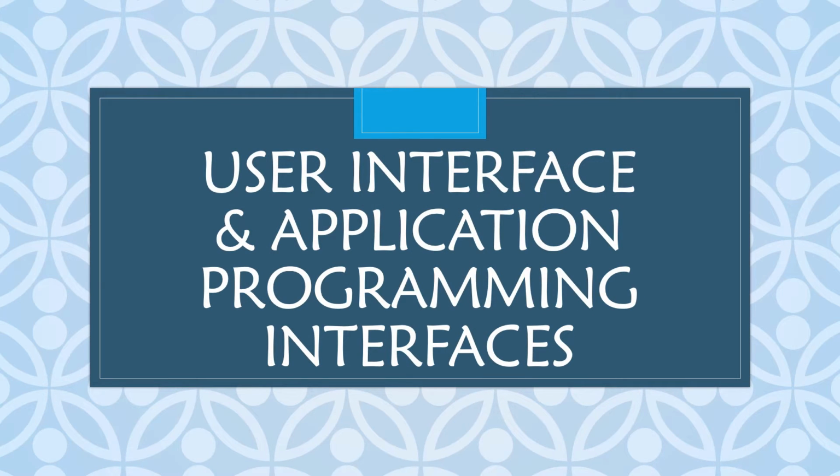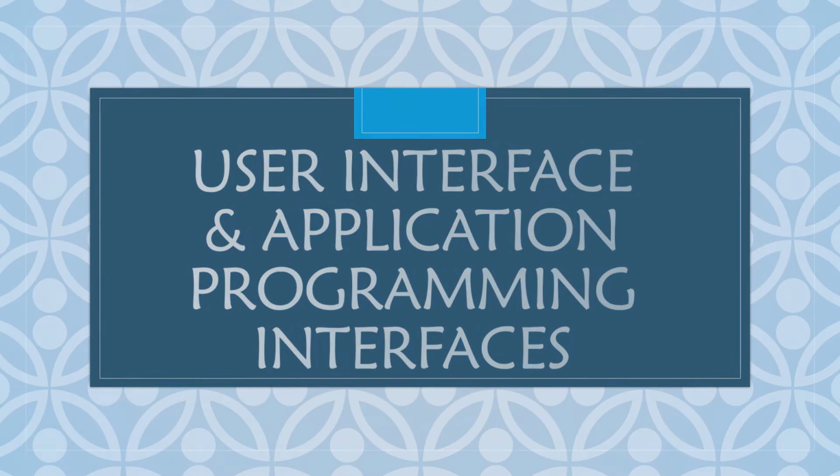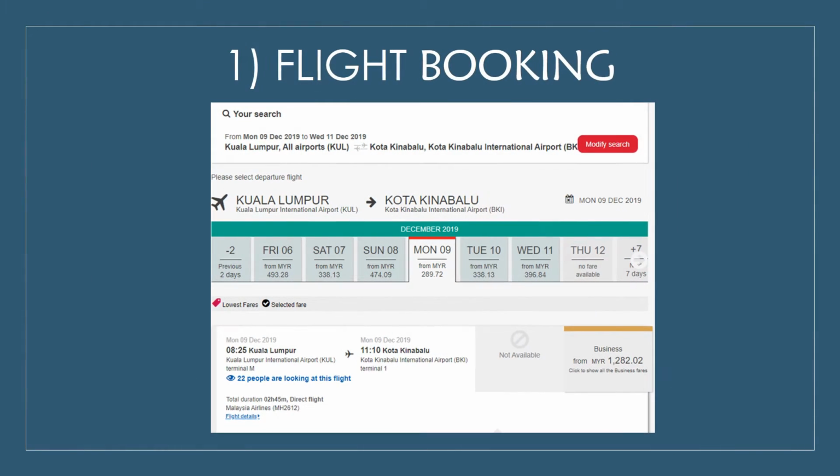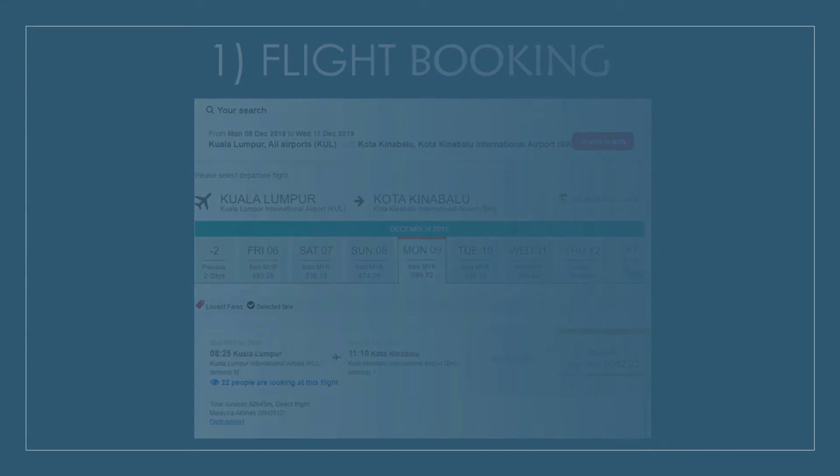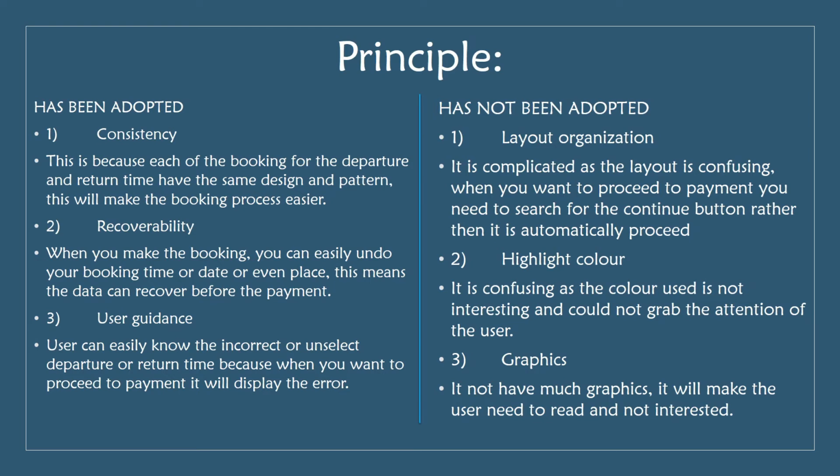User interface and application programming interface. Flight booking. We can choose our destination from where to where, with one way or two way. For the principle, we have has been adopted and has not been adopted. For the has been adopted, we have consistency, recoverability and user guidance. Has not been adopted, we have layout organization, highlight color and also graphic.